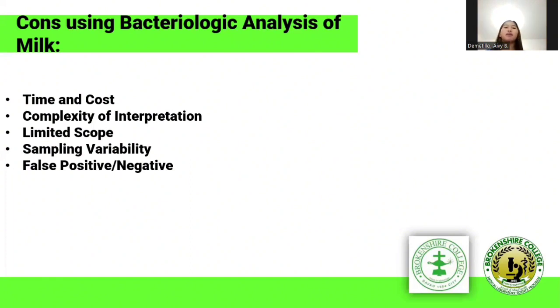And next is sampling variability. Sampling variability can impact the accuracy of bacteriology analysis results, as microbial population in milk can vary depending on factors such as herd management practices, environmental conditions, and sampling techniques.